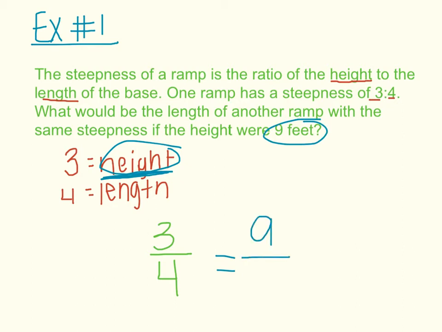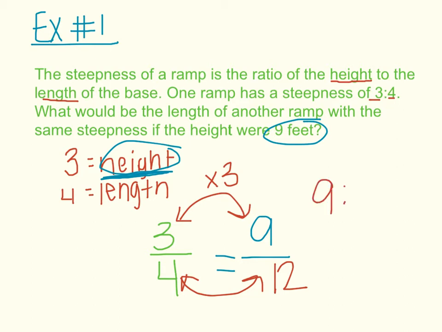So now we have to say, how do we get from 3 to 9? We multiply by 3. So we have to do the same thing at the bottom. 4 times 3 is 12. So that ratio would be 9 to 12. And the length would be 12.